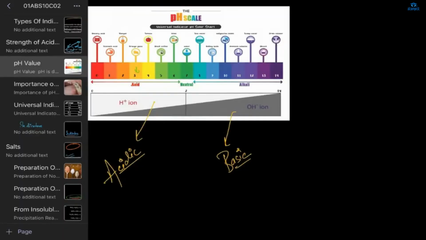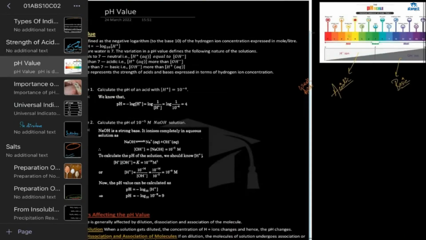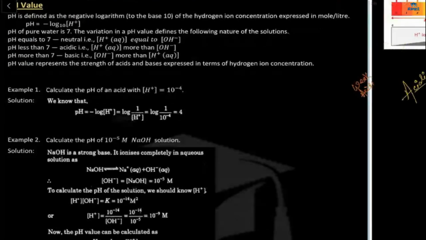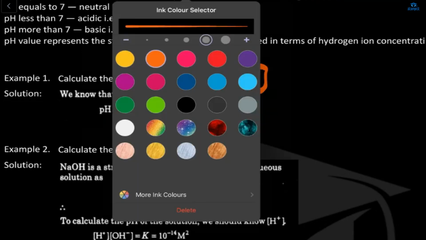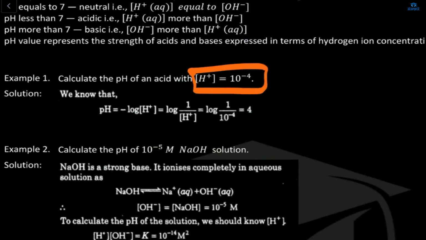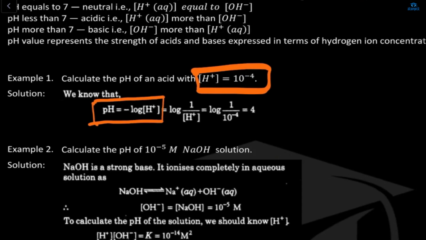Okay, next one, pH value. So we will discuss one example. Calculate the pH of an acid with H plus ion concentration equal to 10 to the power minus 4. The formula of your pH value is pH equals minus log of the bracket H plus. If I remove the minus, it will be log 1 over H plus, and your H plus is given as 10 to the power minus 4.